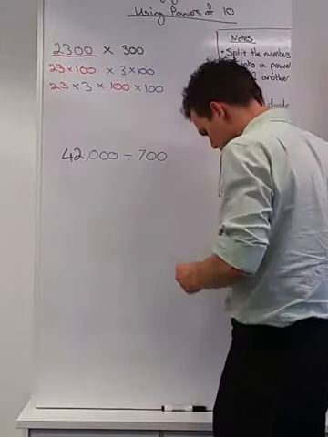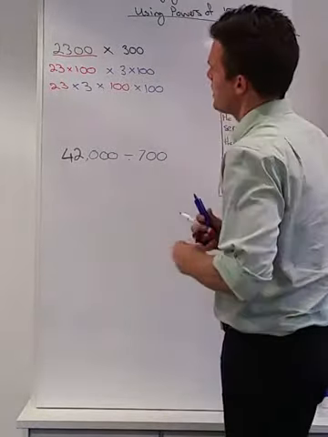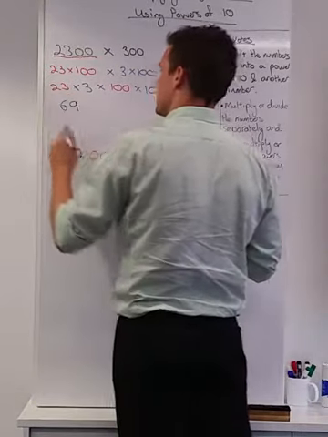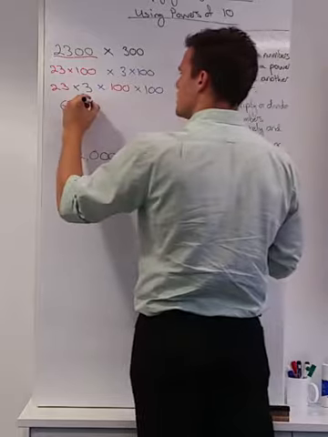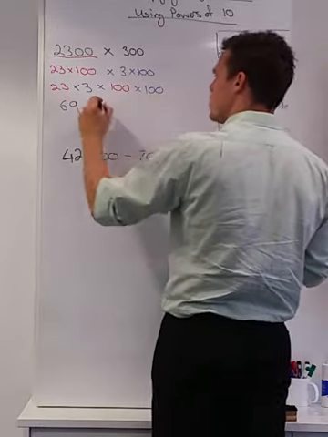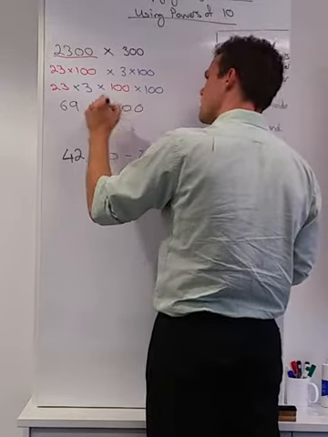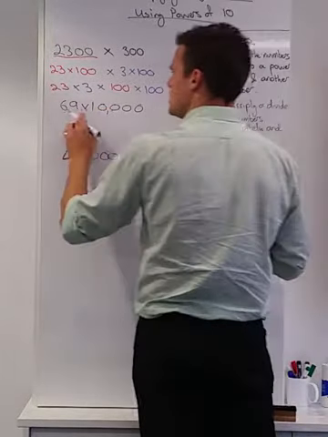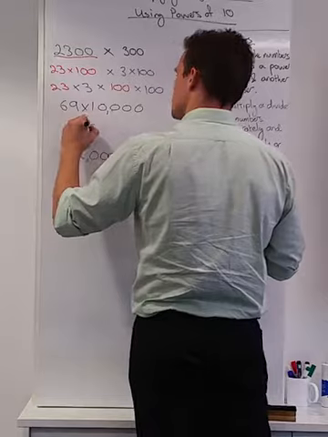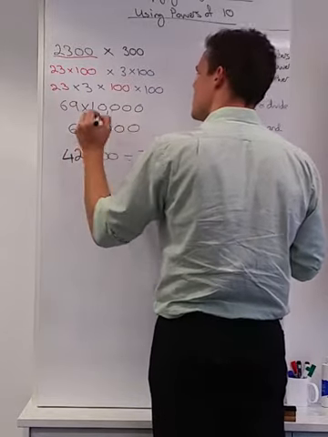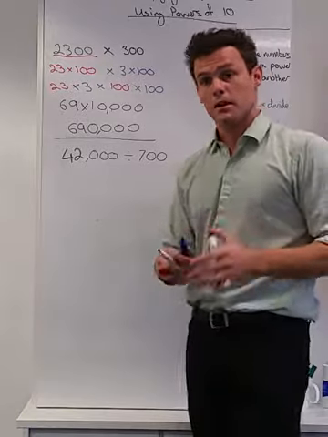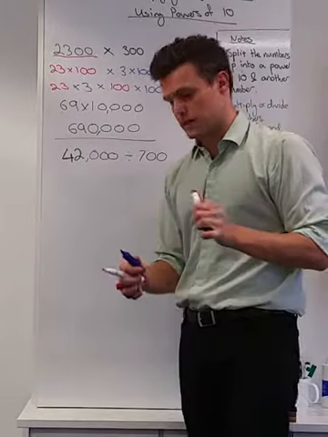Okay? So after having done that, my sum actually becomes relatively easy, because 23 times 3 is 69. 100 times 100, well, that's simply 1 with 1, 2, 3, 4 zeros after it. So I end up with 10,000. And then I simply multiply them together. So I have 69 followed by four zeros, giving me 690,000.